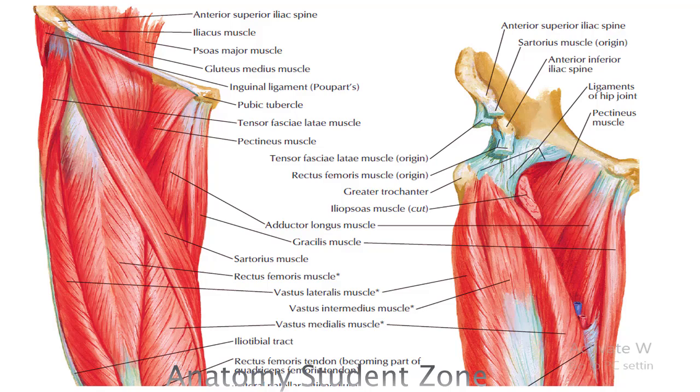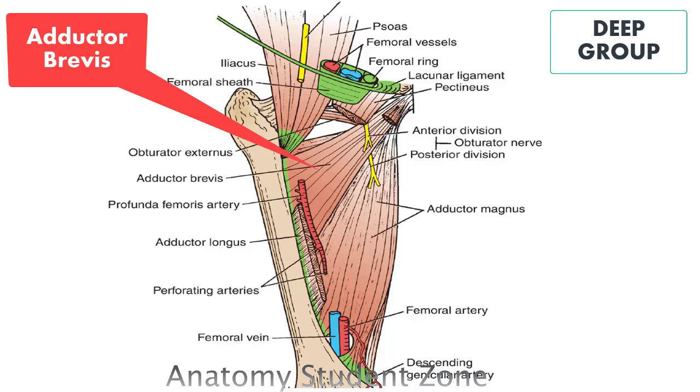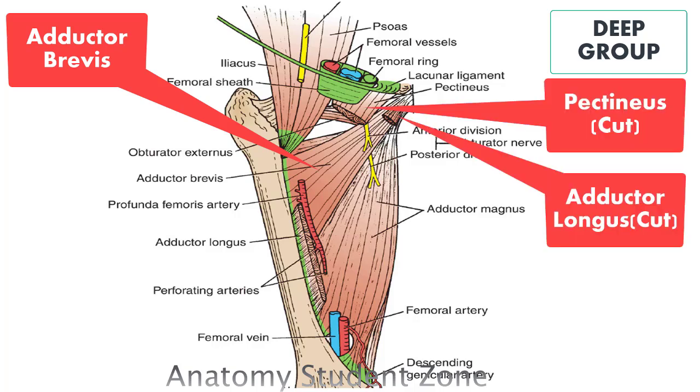Now I will cover the detail of muscles of the deep group. The first muscle of the deep group is adductor brevis muscle. This is the short adductor, as the name indicates. Brevis means short. It lies deep to the pectineus and the adductor longus, as we can see in this image. This is the cut end of adductor longus. Pectineus is also removed from its upper half. So when we remove the pectineus and the adductor longus, we can easily identify adductor brevis.